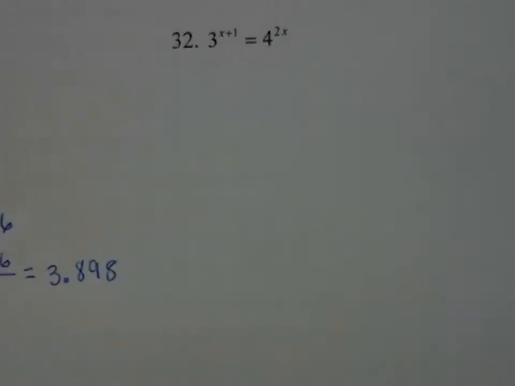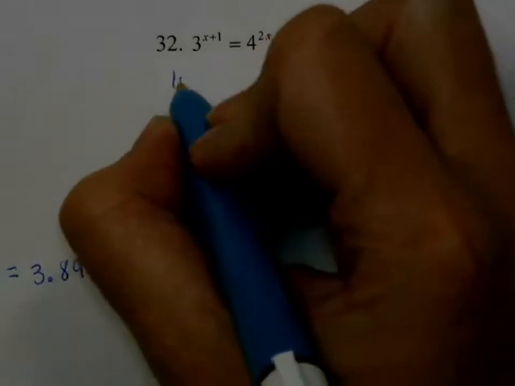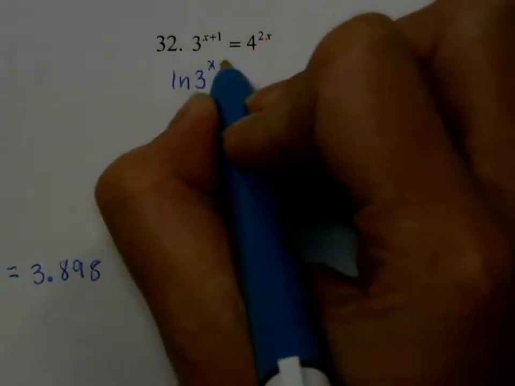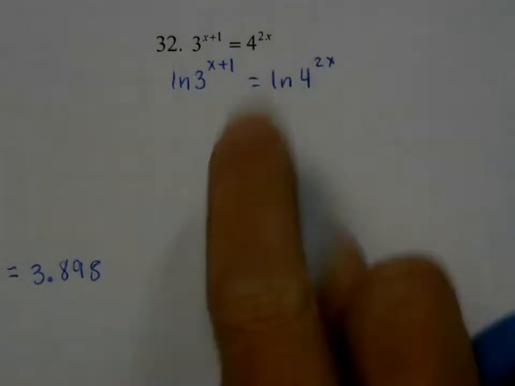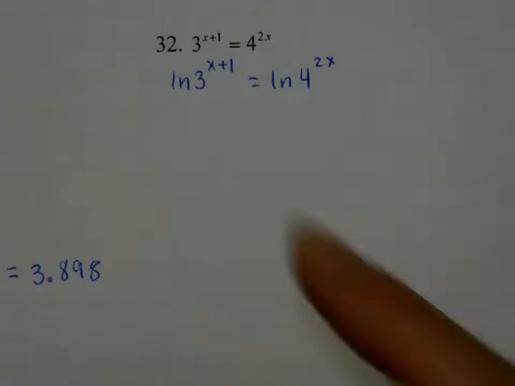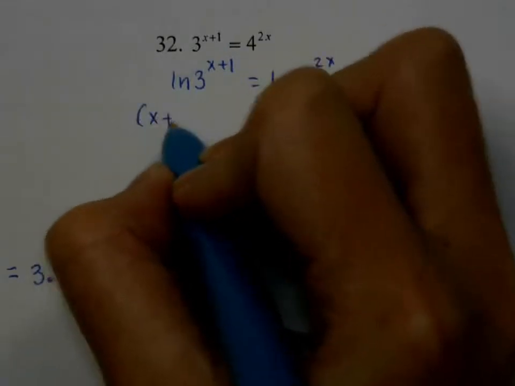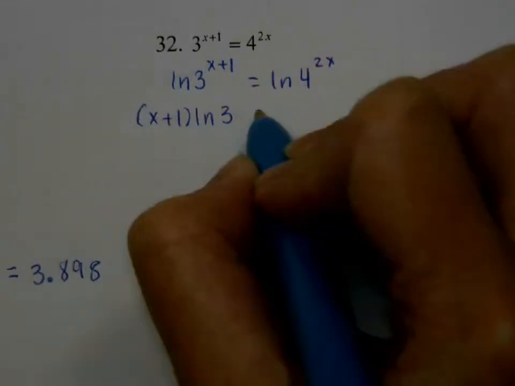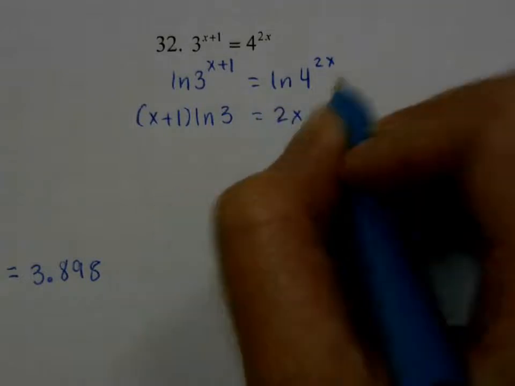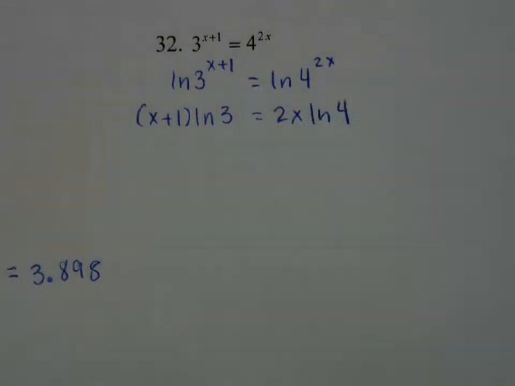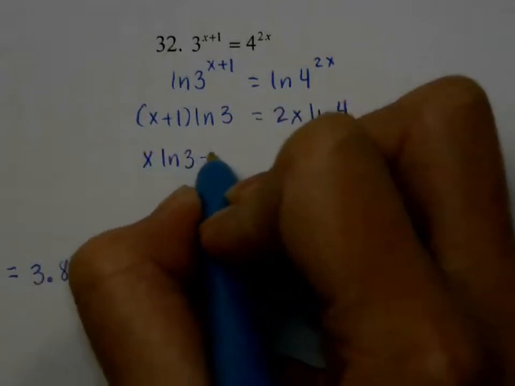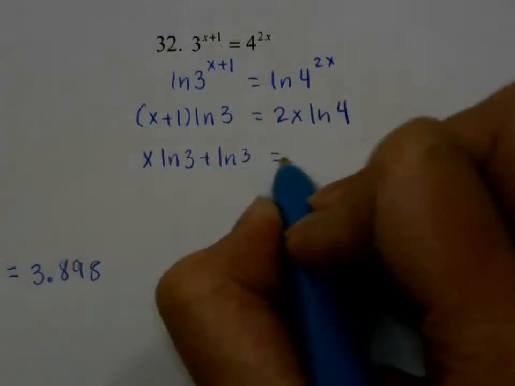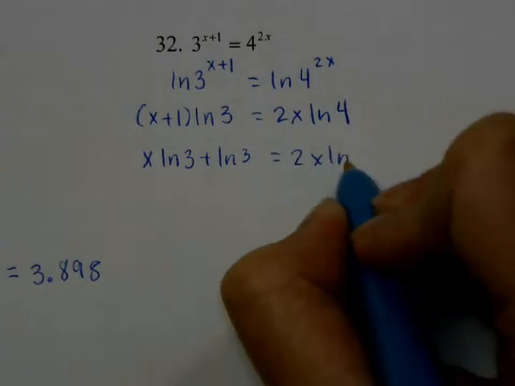Okay, 32 is going to be similar, but we're going to have more moving parts. So I'm going to do the log of both sides. And it doesn't matter what base log you use. I just tend to use natural log. Now we've untrapped our exponents. So I'll distribute through here. So x natural log 3 plus natural log 3 equals 2x ln 4.